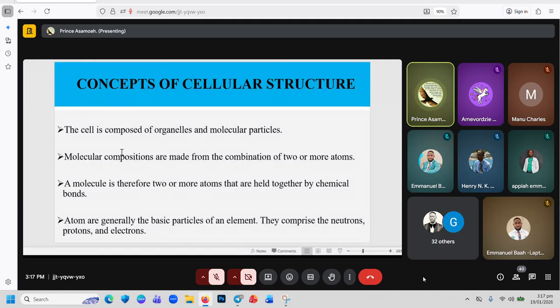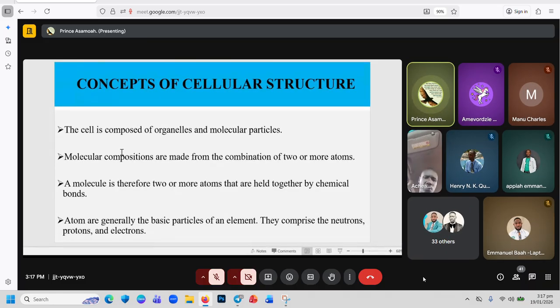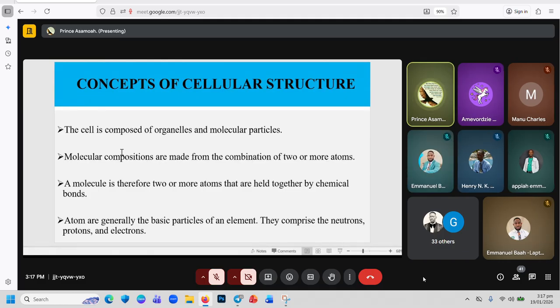Now, we know that molecular compositions are made from a combination of two or more atoms. So we are just recapping what we did in secondary school. Once you want to do health science, you can't run away from this. So we are coming with atoms that are coming together to form a molecule.